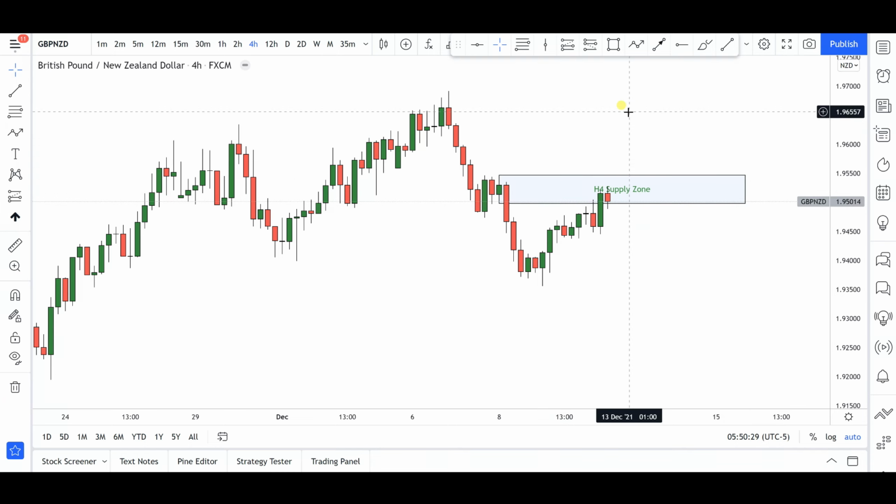Like I said again, guys, remember this is just a forecast. Always do your own analysis. It is your own discretion at the end of the day. Don't take anybody's forecast as the be-all and end-all.